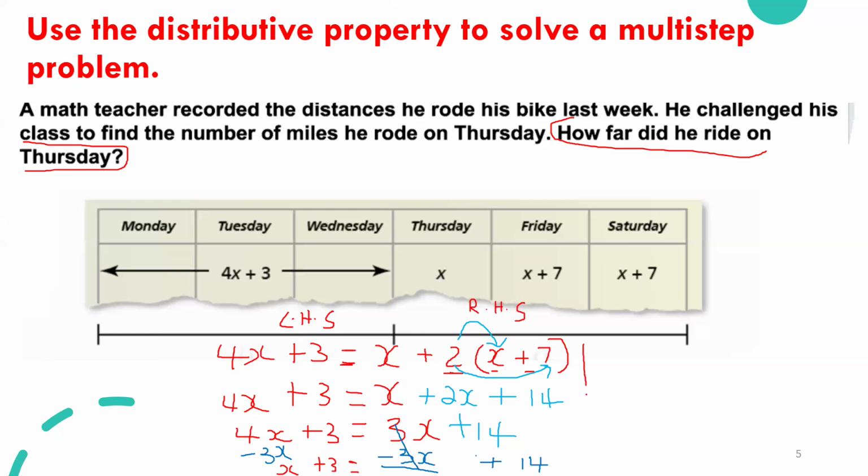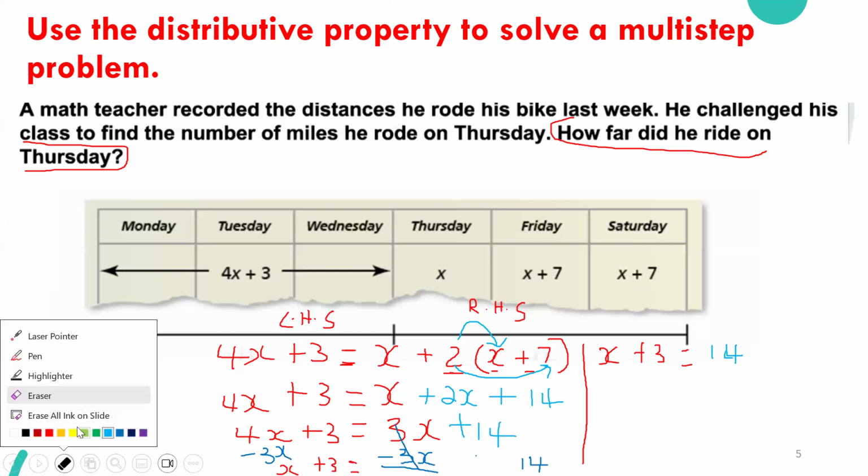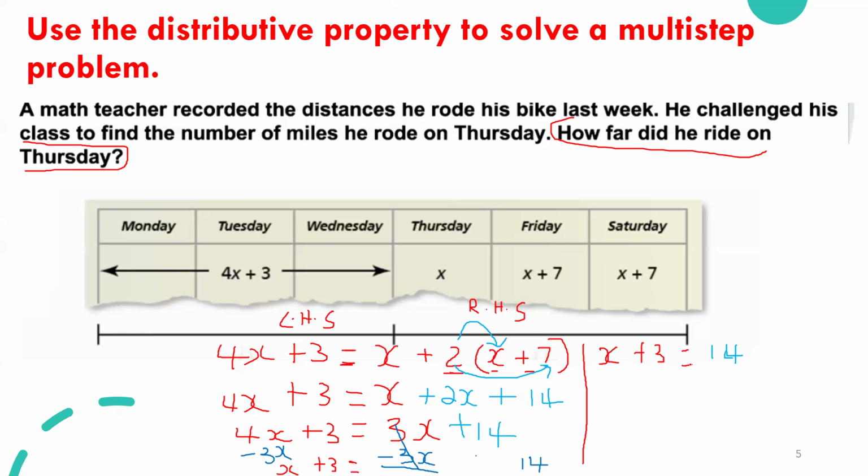So let me just go over here so you can see clearly what we're doing. So we have x plus 3 equals 14. All right, let me just erase this positive sign here. Plus 14 and 14 is the same thing, so you don't have to write that positive there. All right, so now we have a regular one-step equation. We are going to go ahead and isolate x by getting rid of the positive 3.